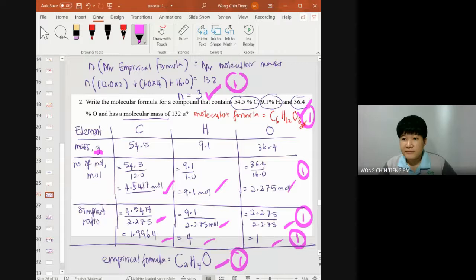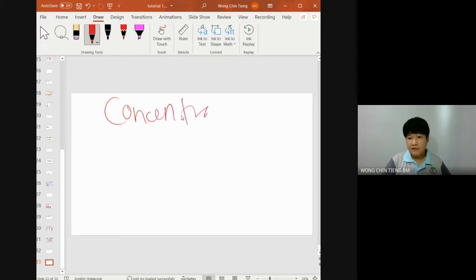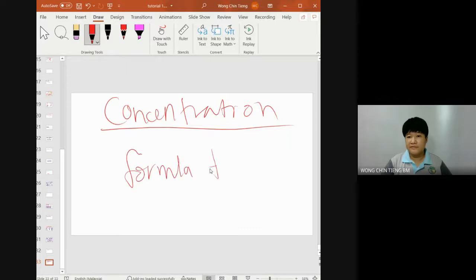Okay. Alright. Soalan? Tak ada. Okay. Kalau tak ada, next week, we will be going into concentration. Okay. Macam biasa, first thing, like what I mentioned just now in the lecture, formula and unit.